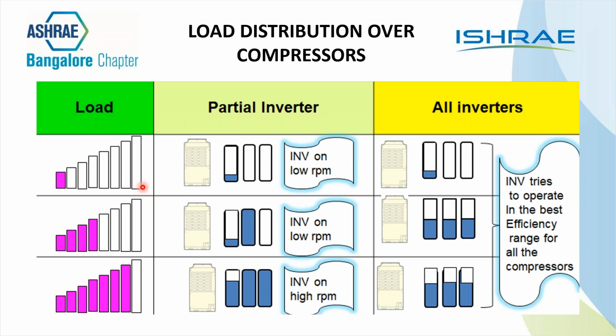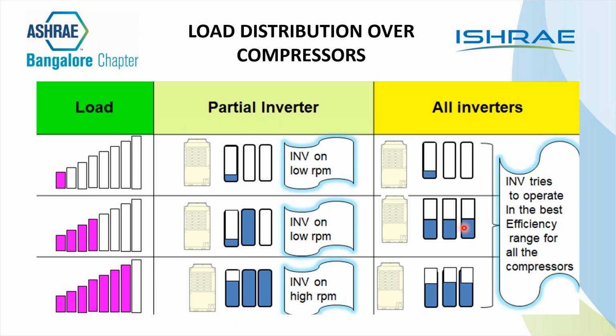Now, if you look at the load, we have divided the load into 1, 2, 3, 4, 5, 6, 7, 8 parts. That means, to make it easier, I will consider only 8 tons here because we have 8 parts. Now, if you have a 1 ton load here, your inverter will run on low RPM. If you have, for example, 4 tons here, your inverter is running on low RPM, whereas your fixed speed is running on full RPM.